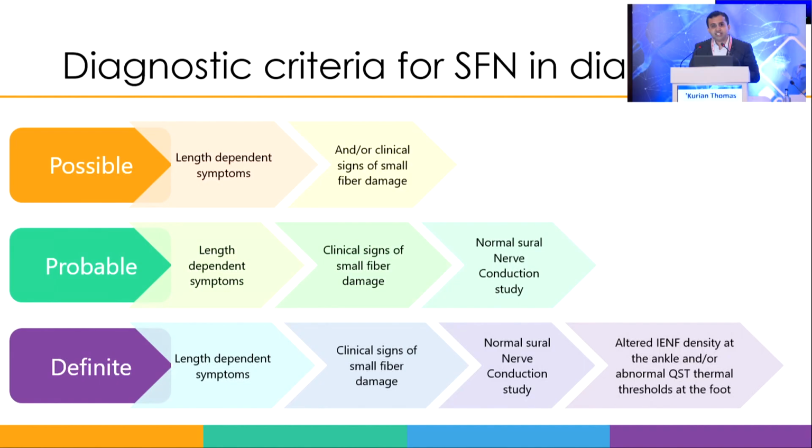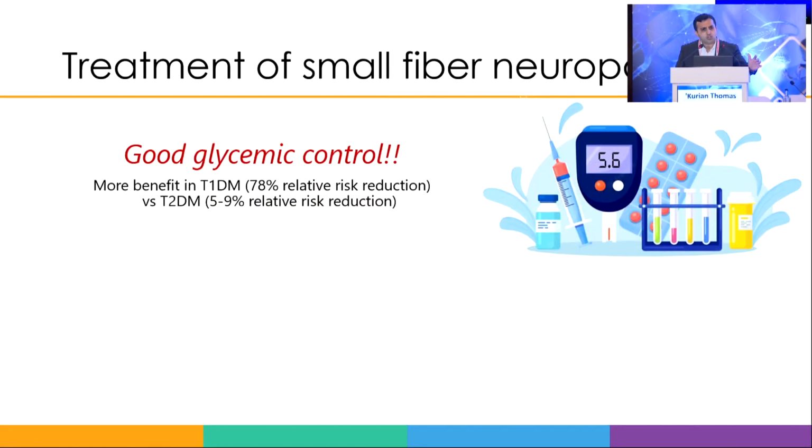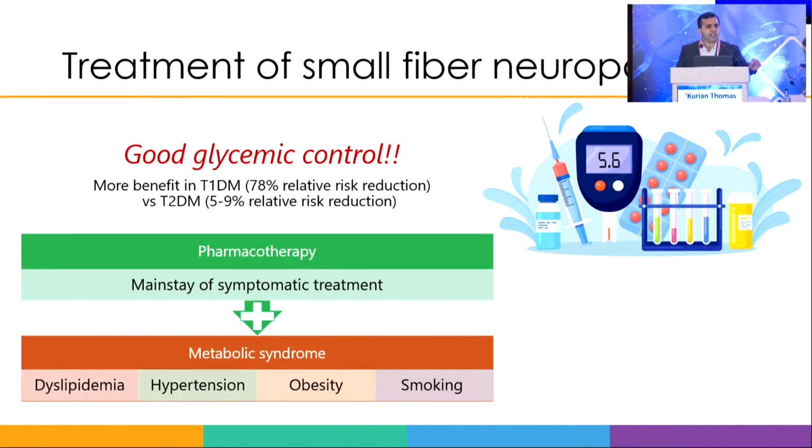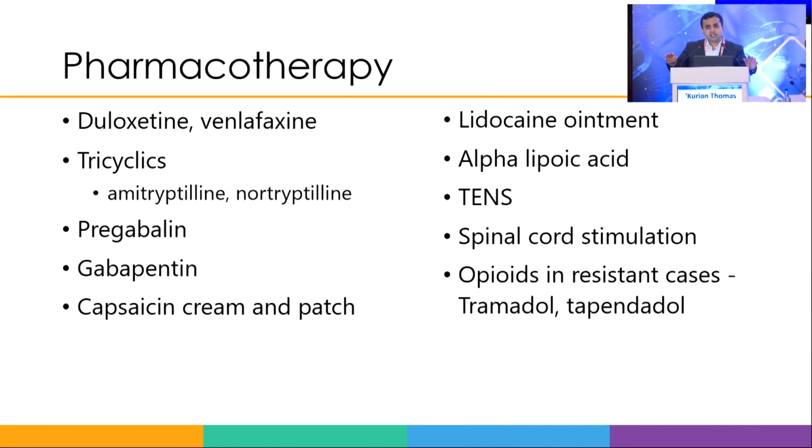Now, the diagnostic criteria of small fiber neuropathy in diabetes. For a definite small fiber neuropathy, there will be length-dependent symptoms, which are mainly the positive sensory symptoms, clinical signs of small fiber damage, a normal nerve conduction study, and a biopsy which shows a reduced nerve fiber density. Again, here also the main thing is good glycemic control. And also you have to address the metabolic syndrome. In this group, which constitutes about 15 to 20% of distal symmetrical peripheral neuropathy, your pharmacotherapy comes in handy.